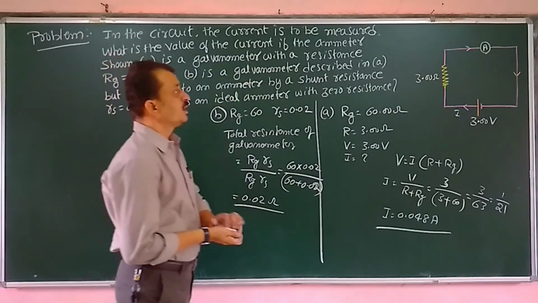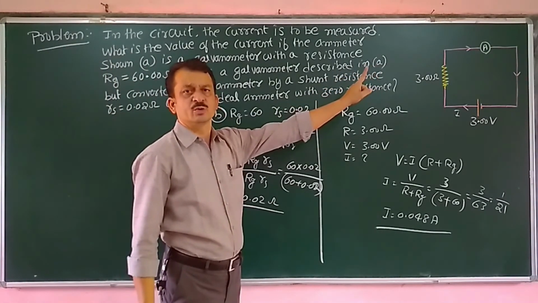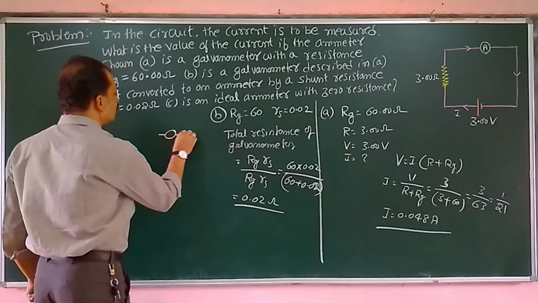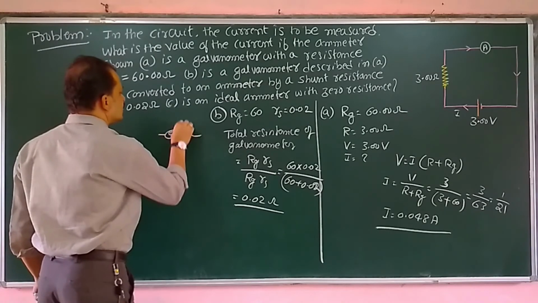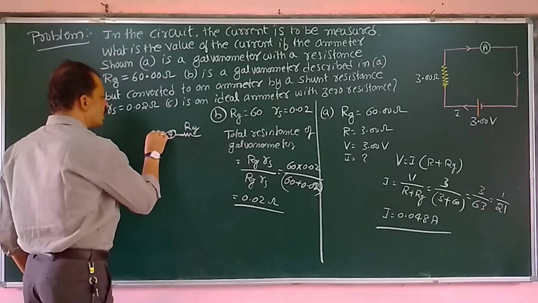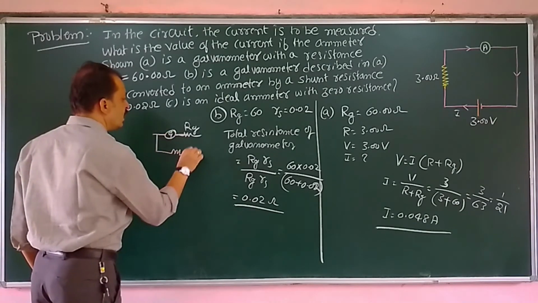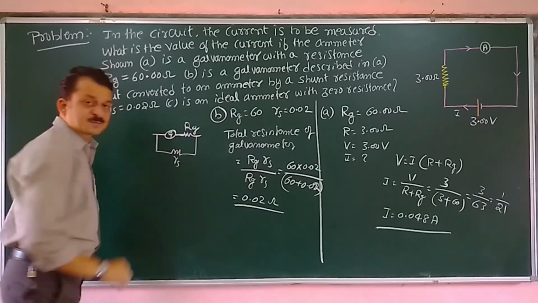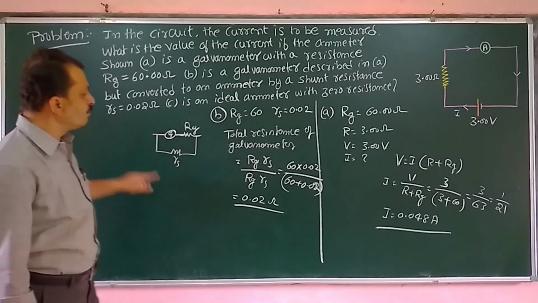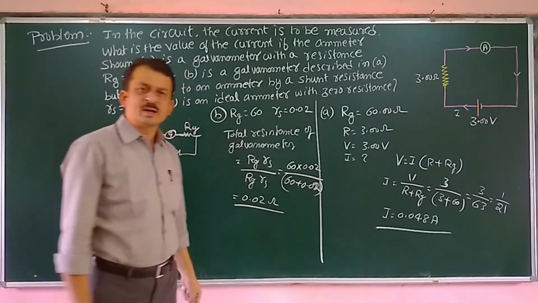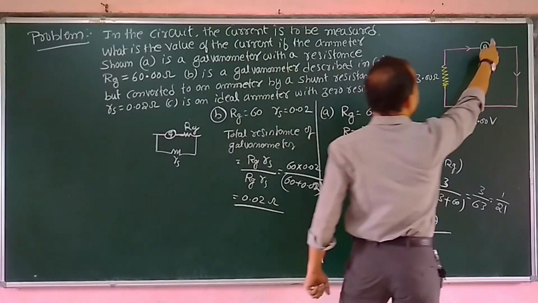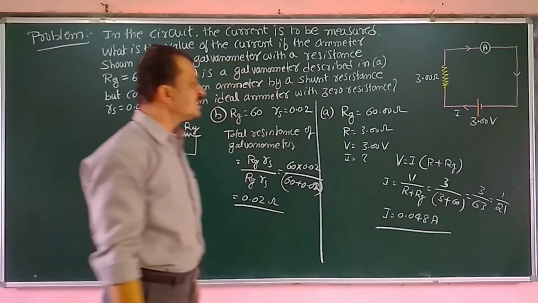Initially we had a galvanometer with resistance Rg, that is 60 ohm. Now I am converting this galvanometer into an ammeter by connecting a small resistance. Therefore these two become parallel. What is the effective resistance of the ammeter? This is 0.02. Now this entire resistance becomes 0.02 for the second case.